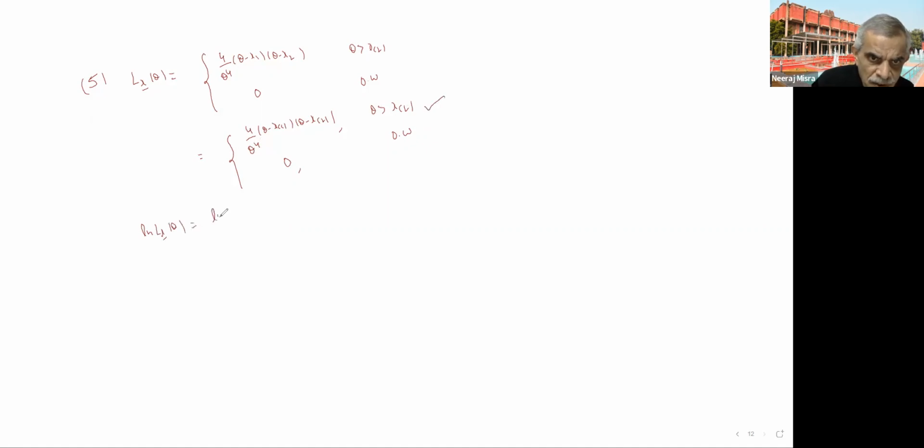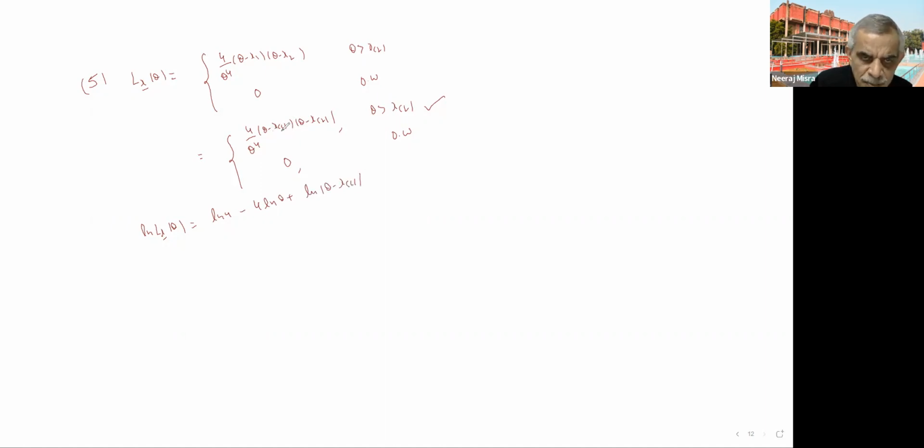That is log of 4 minus 4 log theta. Note that here density is not constant. It is not like a uniform case. In the uniform case, this was constant, or it was a decreasing function of theta, you could say. So I have to see what is the behavior of this function. So log of 4 minus 4 log theta plus log of theta minus x1.